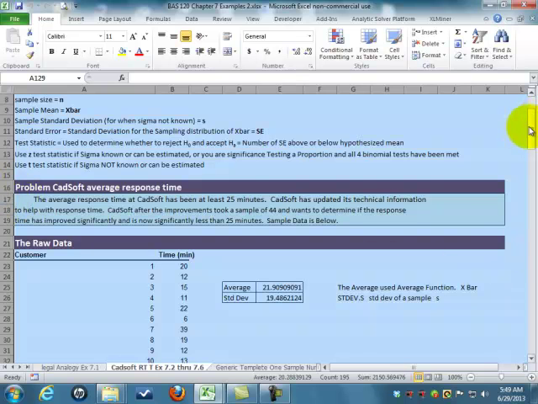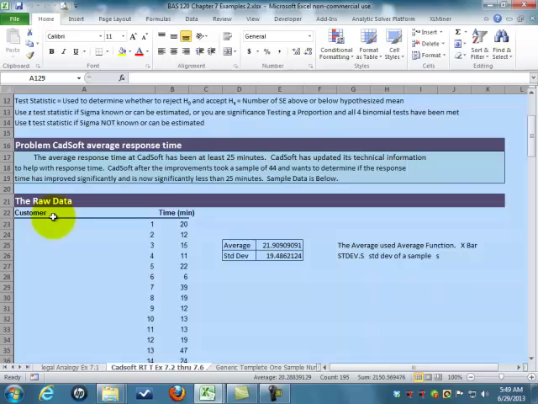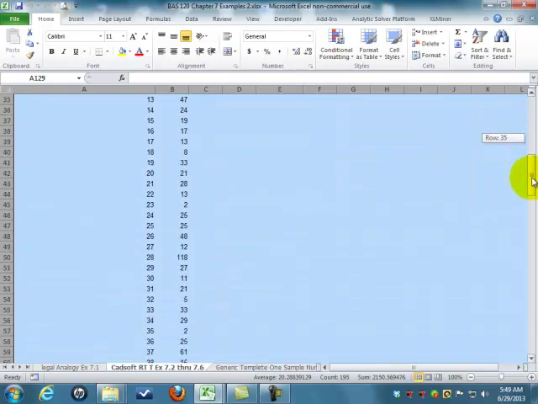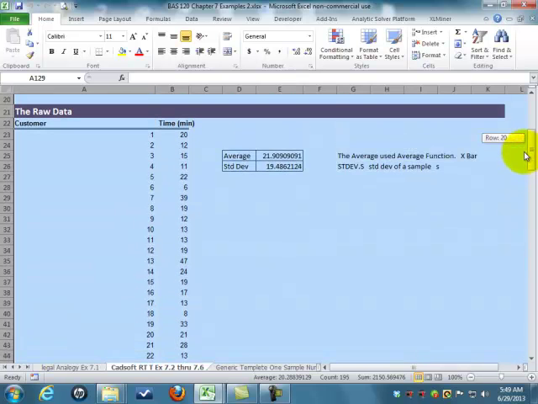So I took a look at the raw data, which you can find in the raw database that comes in the Excel spreadsheets for CAD-soft. And here are the response times of all 44. And what I did up here is just simply took an average, and we used our average function. Since that's the average of our sample, that's our X bar, 21.909 minutes.